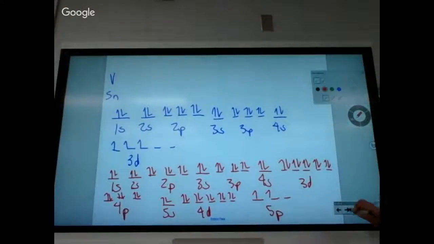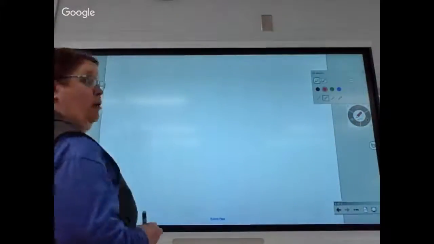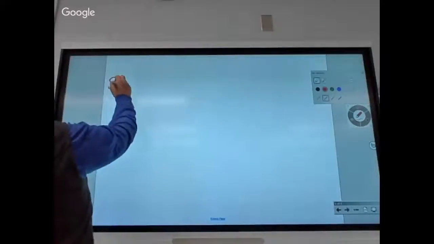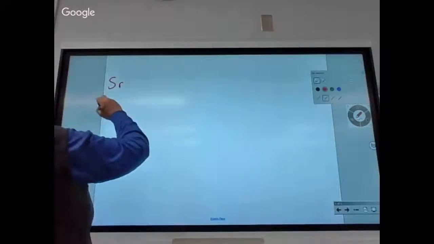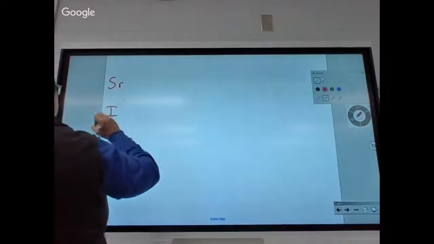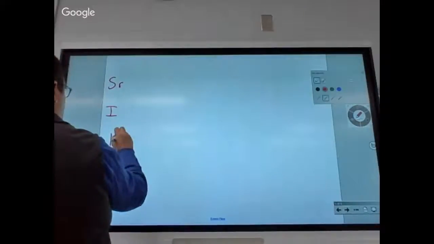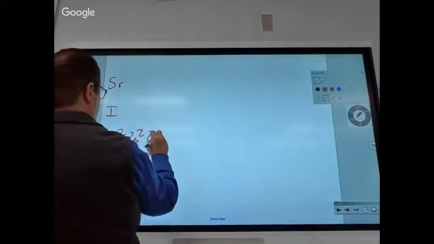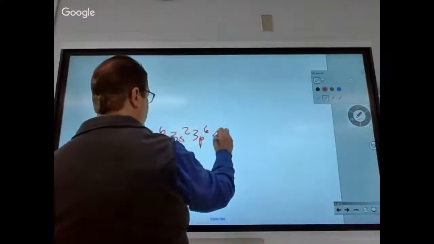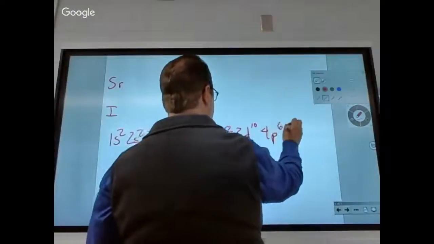All right, electron configurations. What are the 2 I asked for? SN? SR. SR and I. All right. So SR would be 1s2, 2s2, 2p6, 3s2, 3p6, 4s2, 3d10, 4p6, 5s2.